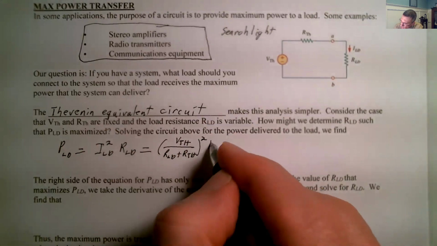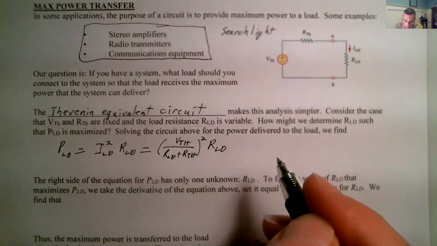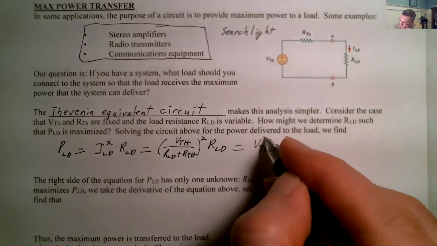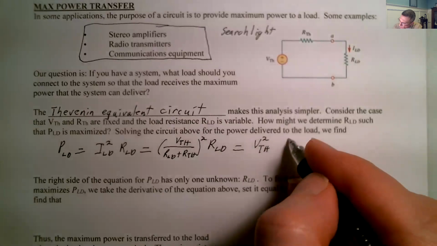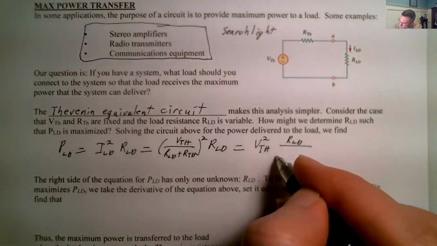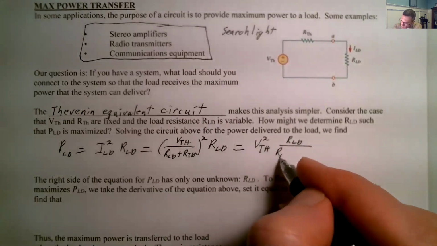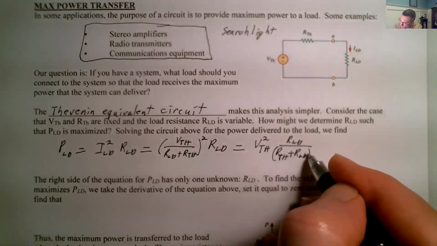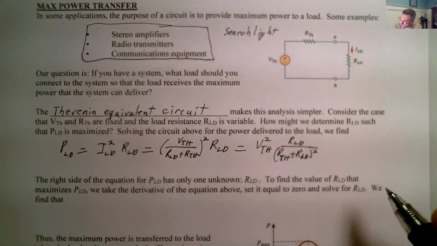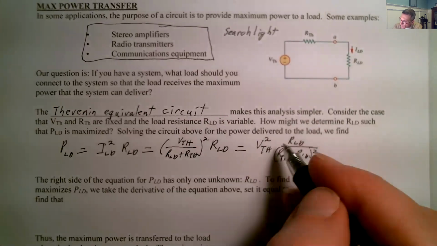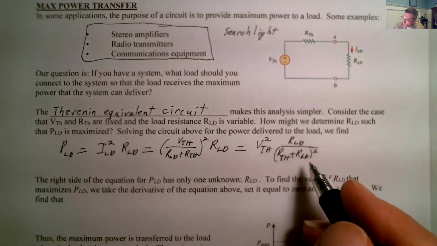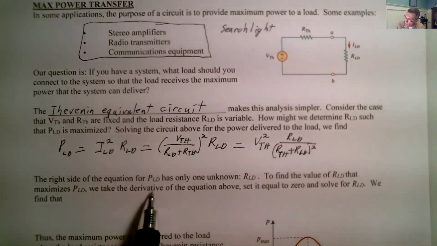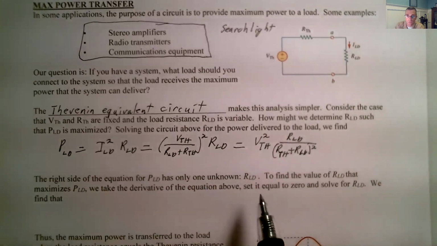Okay, so we square that, multiply it by R load. We keep carrying it out. We've got VTH squared times R load divided by (RTH plus R load) squared. So now we've got P load in terms of R load and two constants. The right side of the equation for P load has only one unknown, R load.